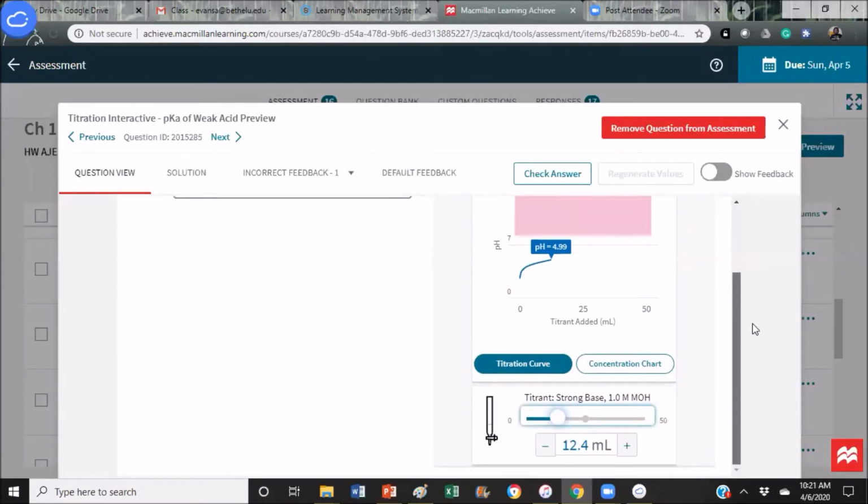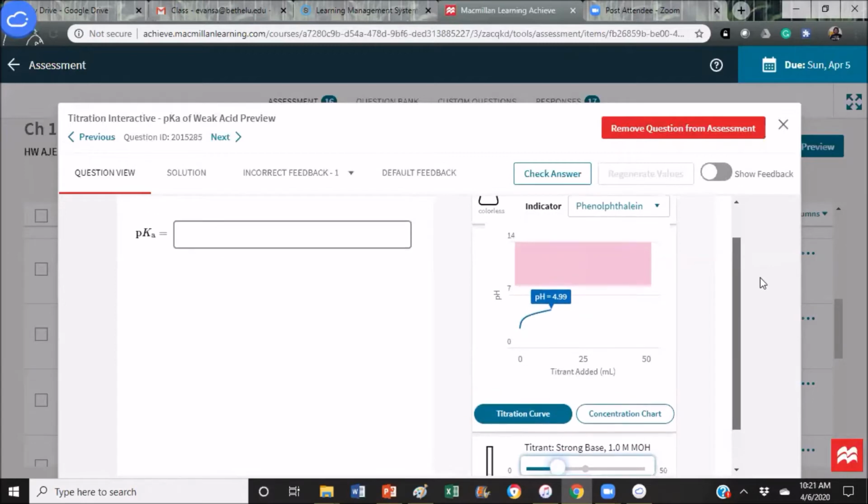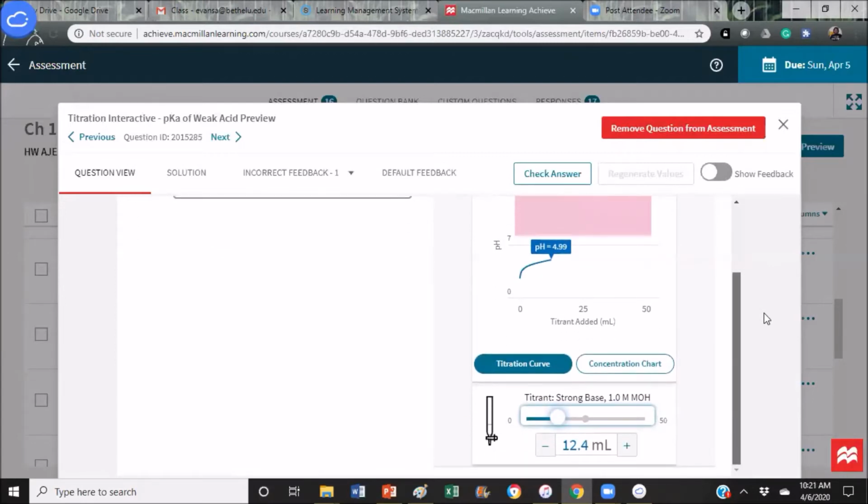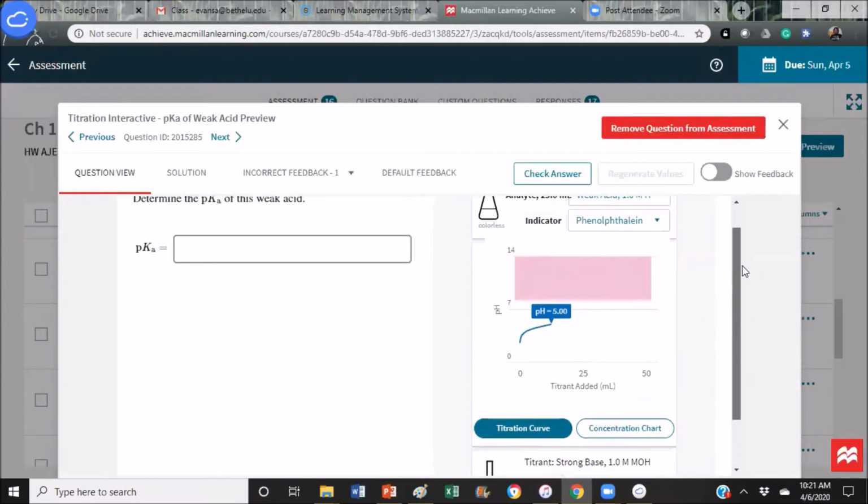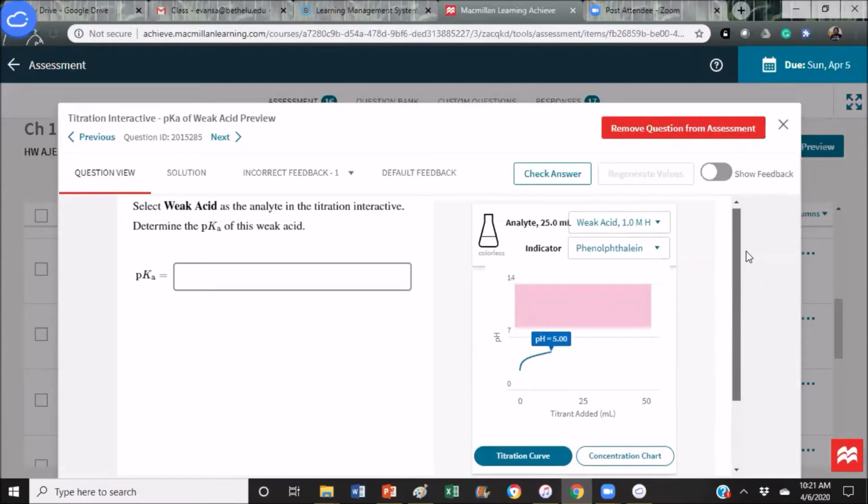Say 4.995, whatever. I can actually add one more, exactly 5. So pH equals pKa at the half equivalence point for a weak acid. This is true for every weak acid and every weak base.